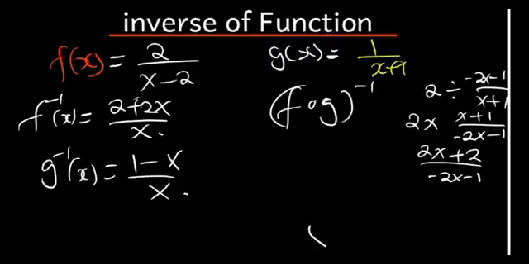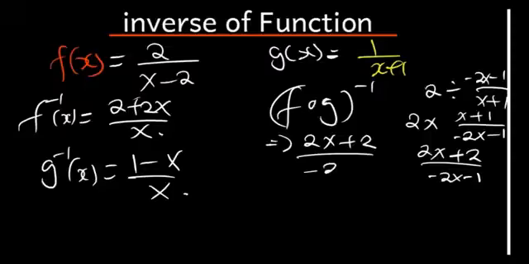I'm going to say that the whole part there is going to be replaced by 2x plus 2, everything divided by negative 2x minus 1. Now this is f of g. Now they want us to get the inverse of this. I can factor out negative down there if I want, but if I want to leave it like this, I can leave it. So this is our f of g of x. Now they want us to find the inverse of this.